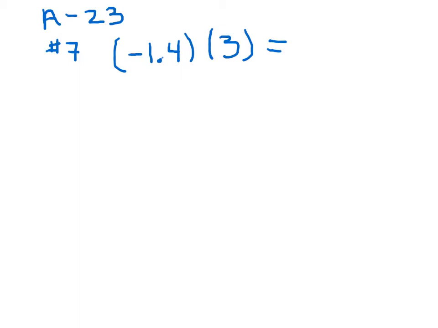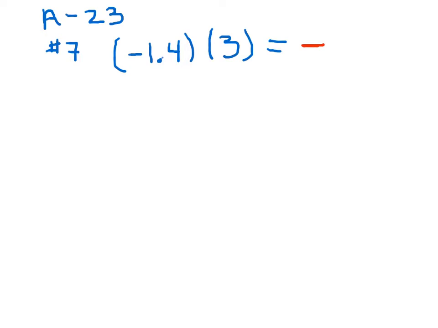So it's 8:23 and this is number 7, and I'm going to multiply negative 1 and 4/10 times 3. The first thing I'm going to do is look at it and say, oh, one's positive. That's good. One's positive and the other one's negative. Therefore, since only one is negative, I know that my answer is negative, because a positive times a negative is negative. So let's go ahead and do that first.